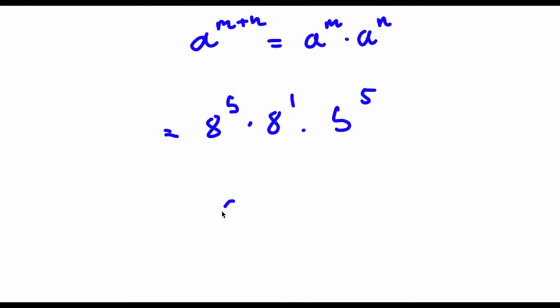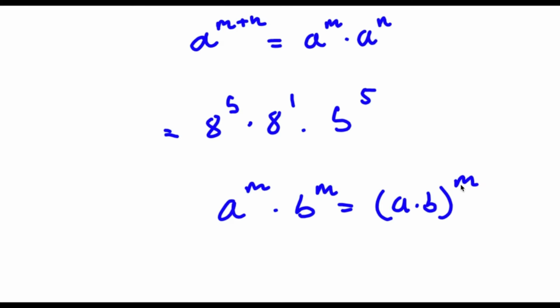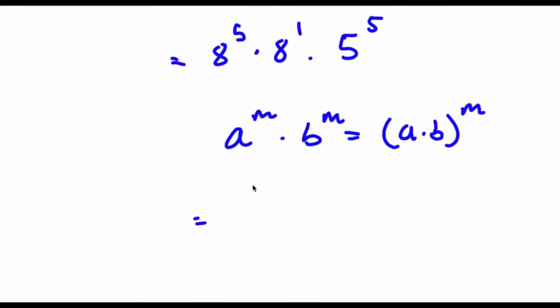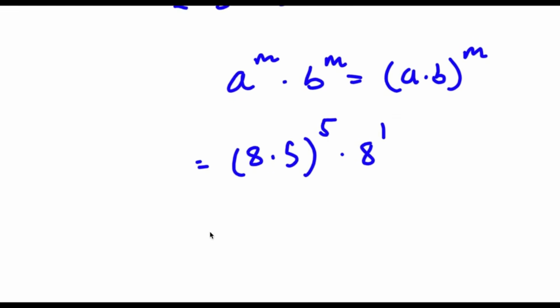Now if I have something in the form a to the power of m times b to the power of m, this is the same thing as a times b to the power of m. So in this case, I have 8 to the power of 5 times 5 to the power of 5, and because these two have the same exponents, I can multiply these two. So this is going to equal 8 times 5 to the power of 5 times 8 to the power of 1. And now 8 times 5, this is 40. So now I have 40 to the power of 5 times 8 to the power of 1.